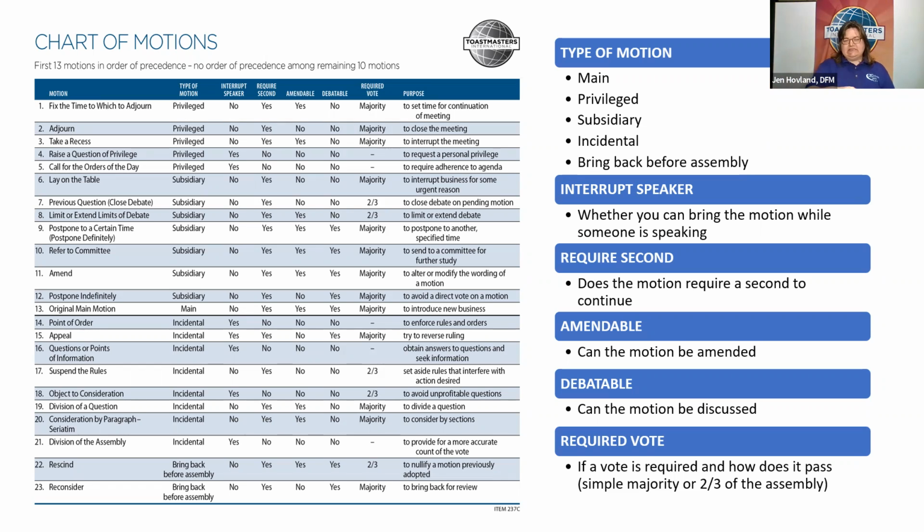Another one that's not listed on here: they mentioned lay on the table, but they forget to mention that you can take from the table. So that's how you bring it back to be reconsidered and to be voted on.